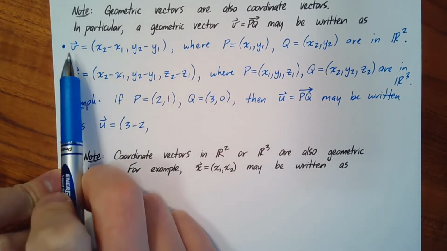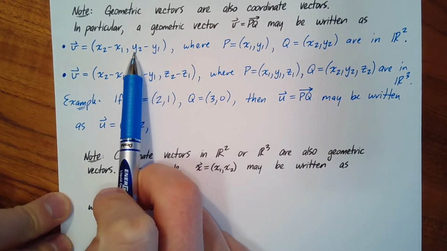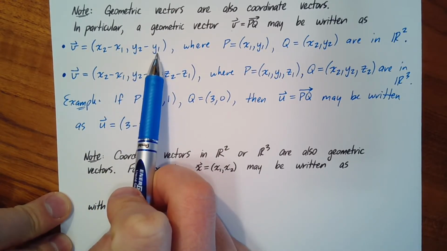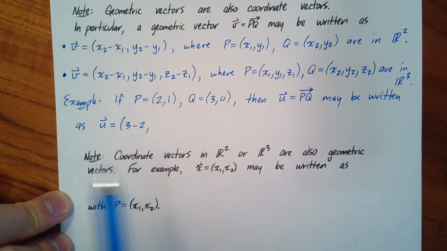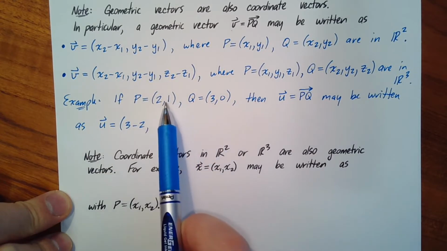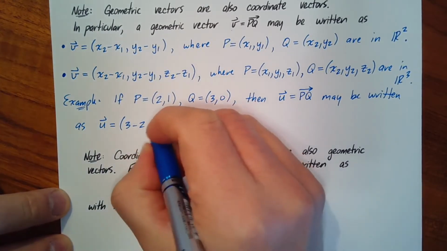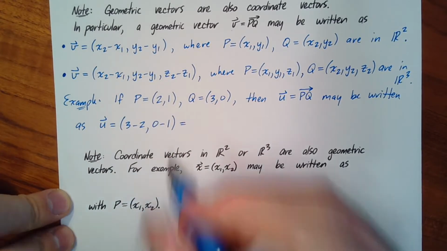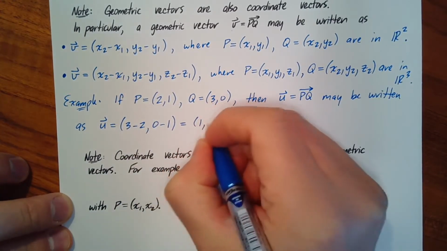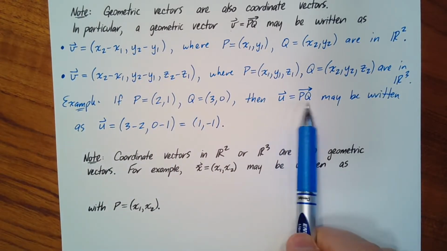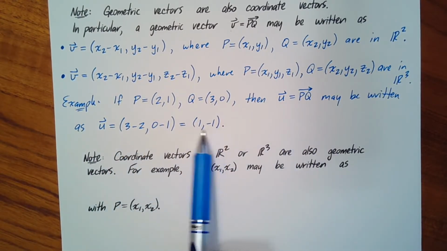Now the second coordinate, if we follow this, we're going to take the y coordinate of our terminal point and subtract the y coordinate of our initial point, right? Because that's where these two numbers came from. So we're going to take 0 and subtract 1. So we'll have 0 minus 1. And what does that give us? Well, that'll just be 1 and negative 1. So here's the geometric vector in R2, but you can also write it as a coordinate vector.